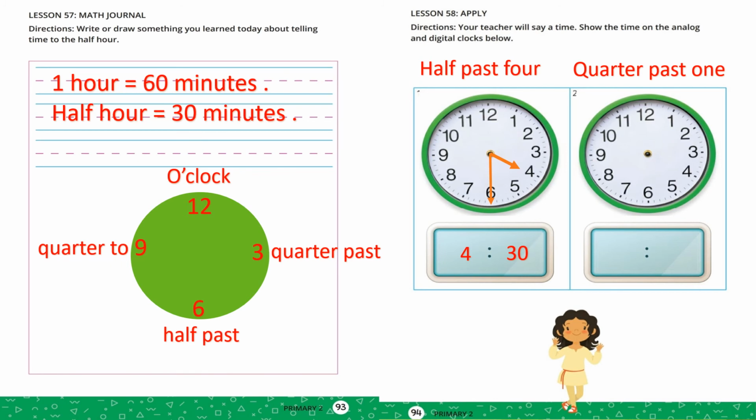Number 2, quarter past 1. Quarter past, it tells me that the long hand on 3. So we draw the long hand on 3. Quarter past 1. 1, it tells me that the short hand or the hour hand on 1. Then we draw the short hand refers to 1. And you can complete the digital clock.